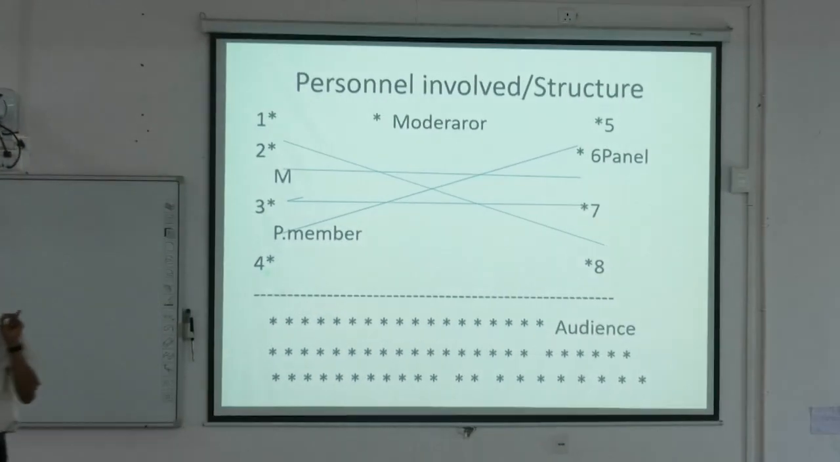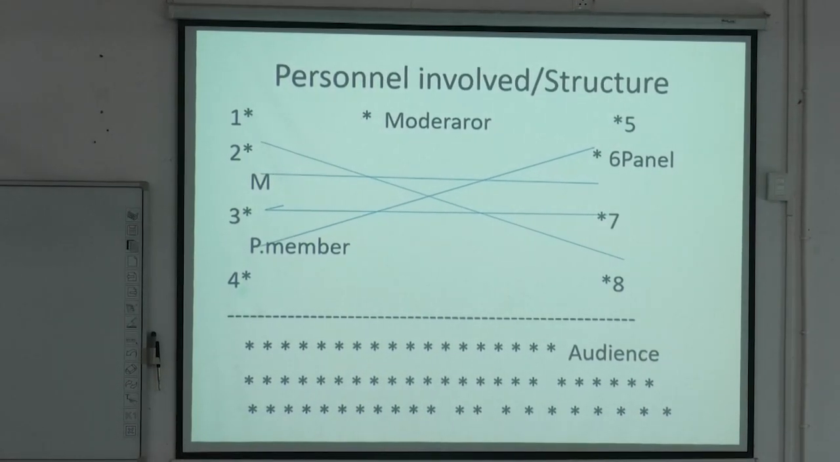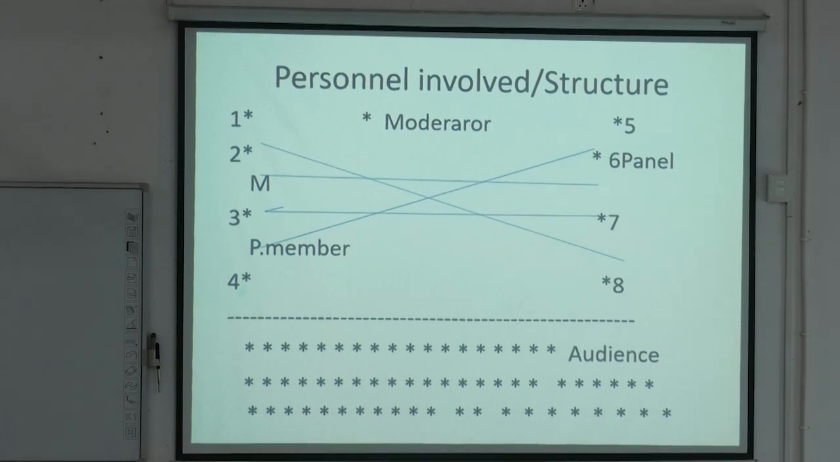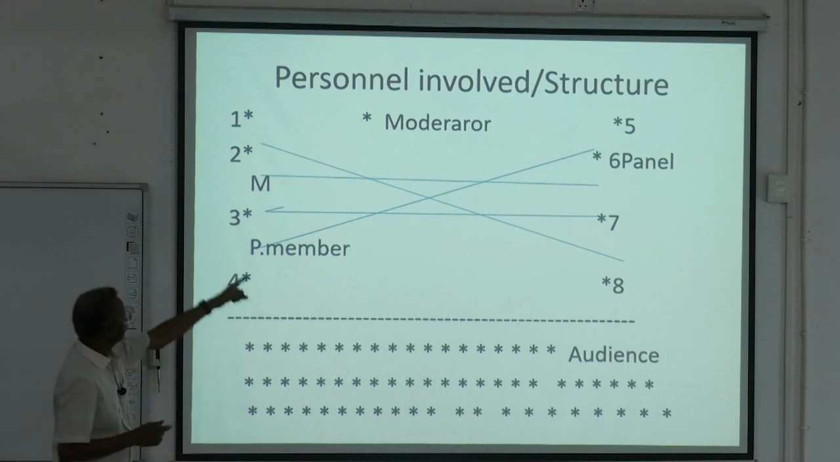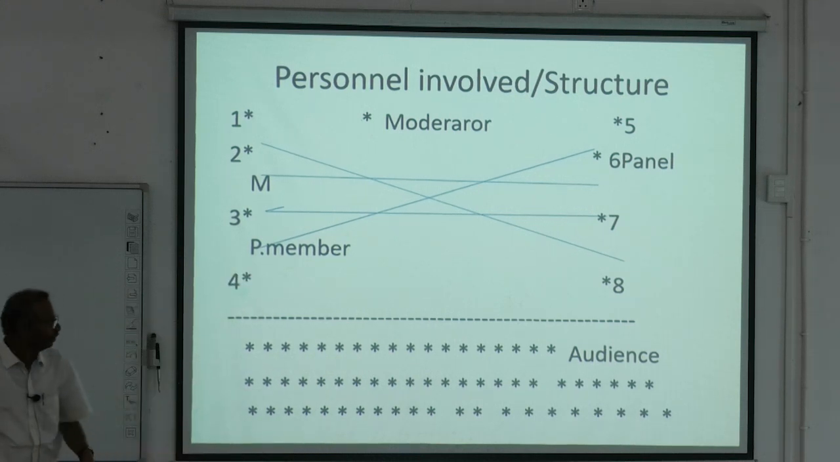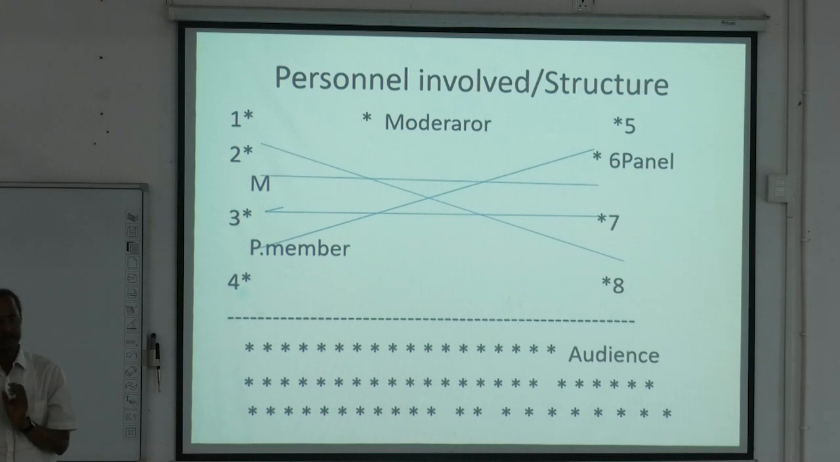Now, what I told you, with the help of the schematic, I would like to show you the personnel involved and the structure. In the middle, the moderator is there. On the left side, 1, 2, 3, 4 panel members are there. On the right side, 5, 6, 7, 8 panel members are there. So what will happen in the panel discussion? This is the ideal panel discussion session. The moderator will introduce all the panelists to the audience. Then the moderator will brief the audience about the topic. Then the panel members start the panel discussion session in front of the audience.